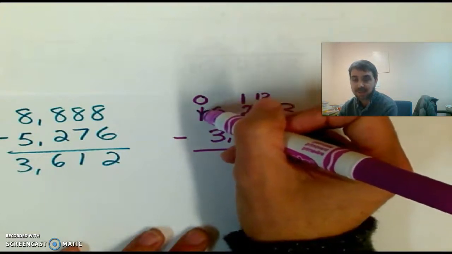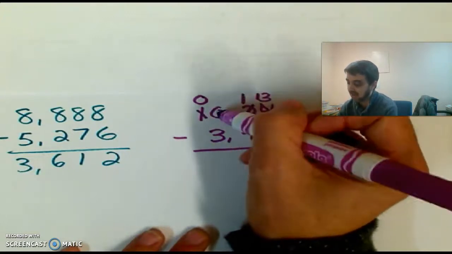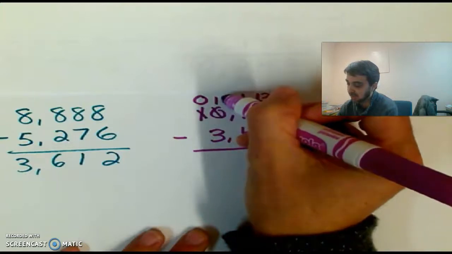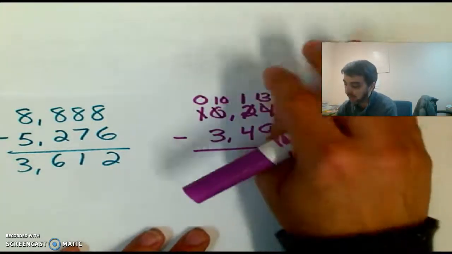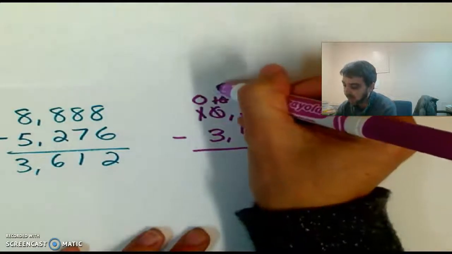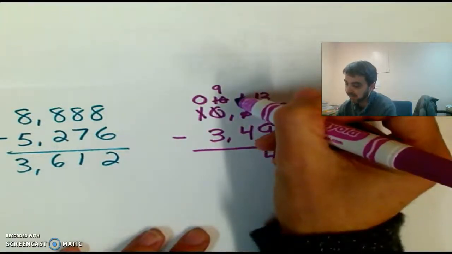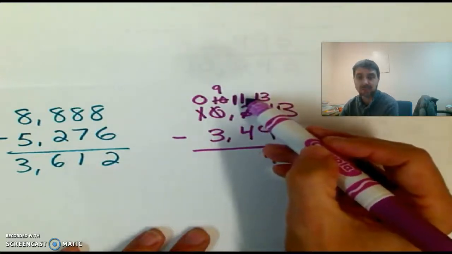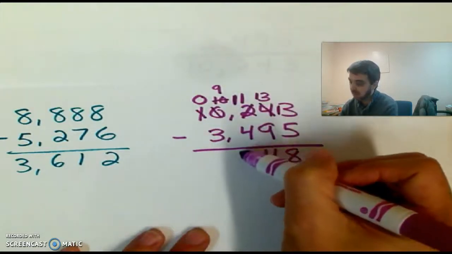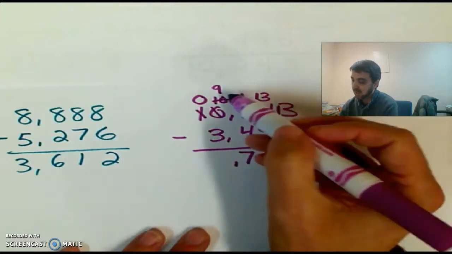I turn that 10,000 into 10 1,000s. And I give it to the thousands place. So there's 10 there. Now there's 10 there. I can take one of those away, leave it with 9, and give the 10 hundreds to the hundreds place. Now I have 11 hundreds. Minus 4 is 7 hundreds.